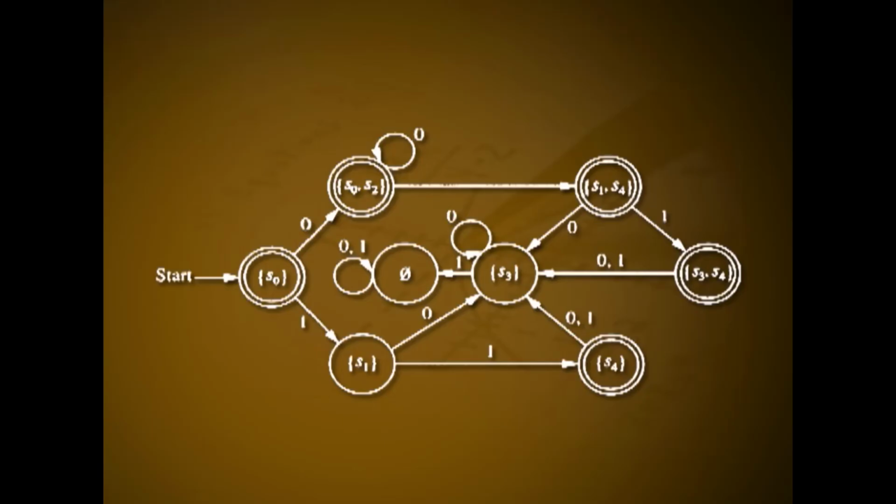For instance, on input of 0, set S0 goes to set S0 and S2 because S0 has transitions to itself and to S2 in the non-deterministic machine. The set S0 and S2 goes to set S0 S4 on input of 1 because S0 goes just to S1 and S2 goes just to S4 on input of 1 in the non-deterministic machine, and the set S1 S4 goes to set S3 on input of 0 because S1 and S4 both go to just S3 on input of 0 in the deterministic machine. All subsets that are obtained in this way are included in the deterministic finite state machine.